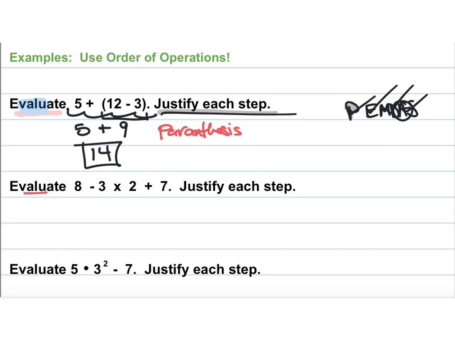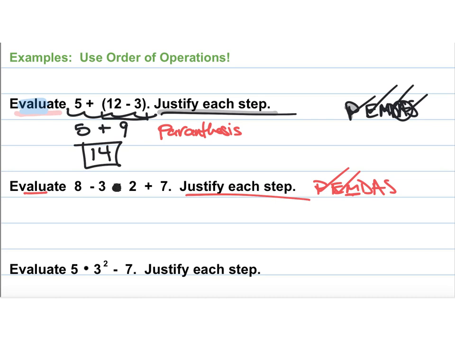Next one, evaluate. Find the value of 8 minus 3 times 2 plus 7. Again, order of operations, I'm going to justify. So I could write out my steps, PEMDAS, to help me. I don't see any parentheses, and I don't see any exponents. I do see multiplication.